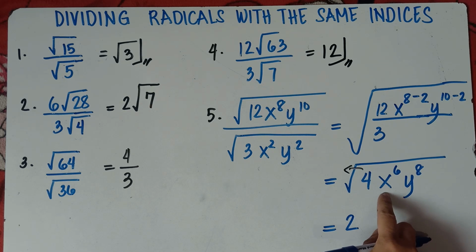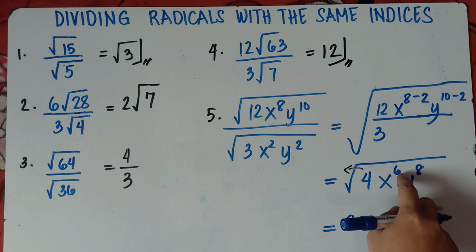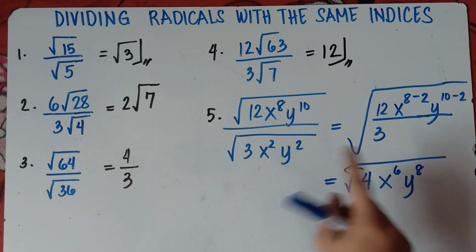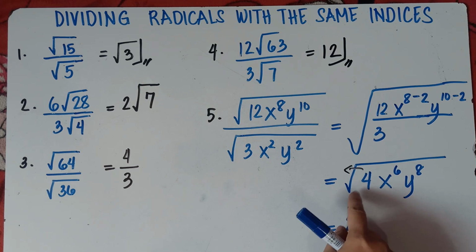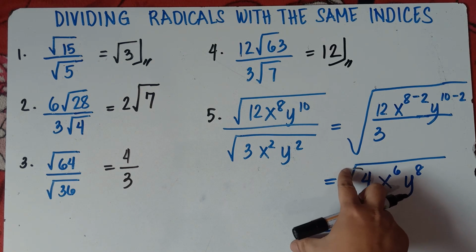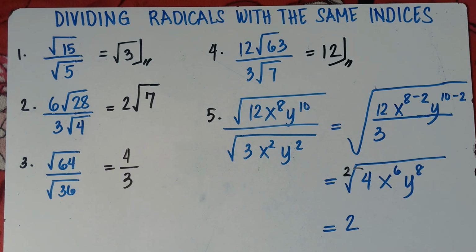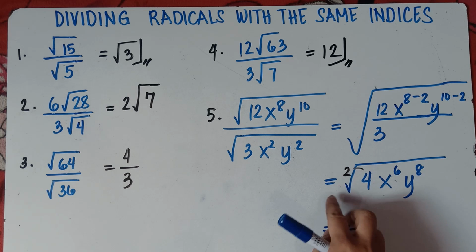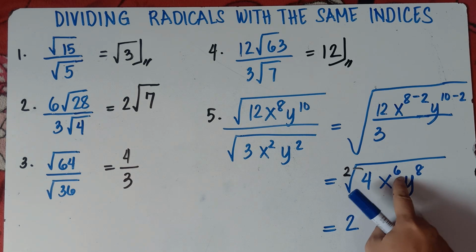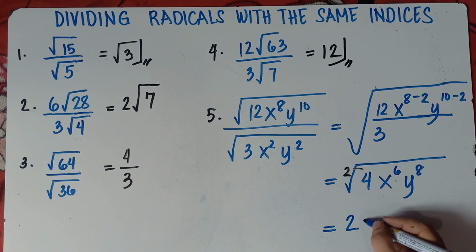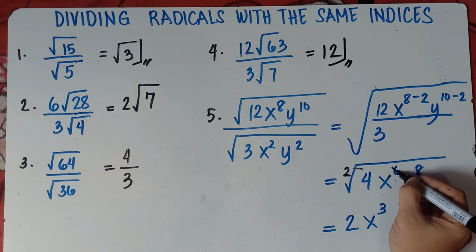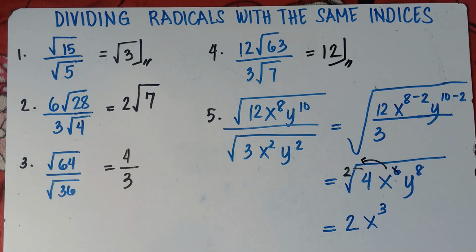Now, for this x raised to the power of 6, what's the square root of x raised to the power of 6? Can we divide 6 by 2? Because if we can divide, we put our answer outside this radical symbol, class. Understand that the index there is 2. In simplifying radicals, class, do you still remember? If we can divide the exponent by the index, simply divide, then put your answer outside the radical symbol. So, 6 divided by 2, that is 3. So, this will be x cubed outside the radical symbol.